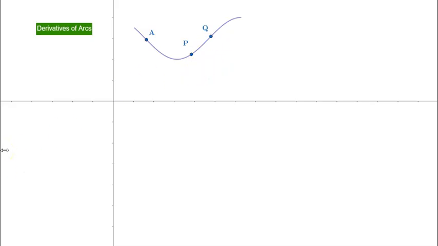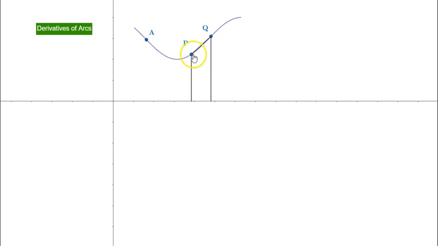Okay, now from P, let's draw a perpendicular to x-axis. Let's draw a perpendicular from Q. So this gives you the y value of P, and this gives you the y value of Q, and this gives you the x value of P, and this whole thing gives you the value of x for Q. Okay, now let's join PQ.